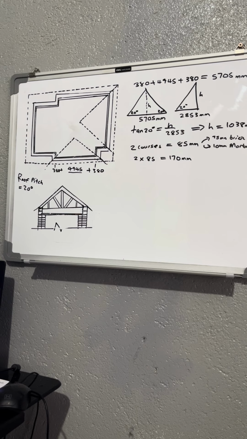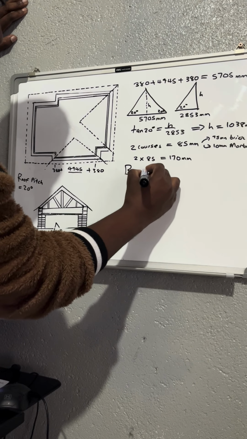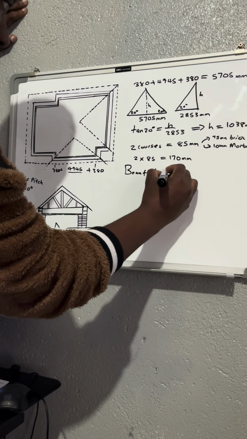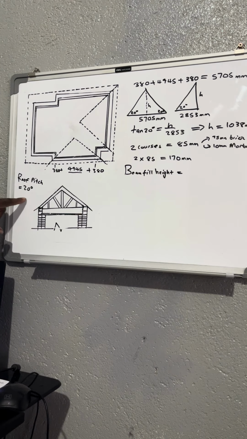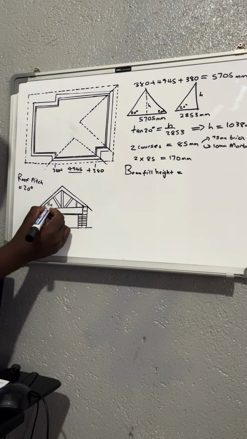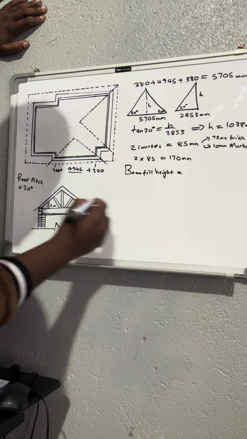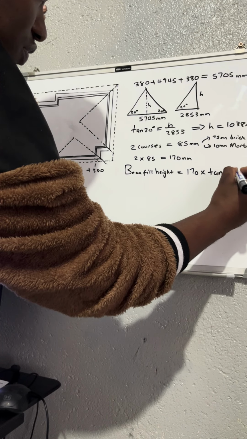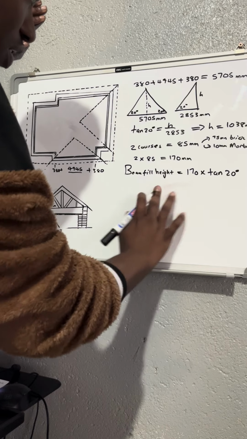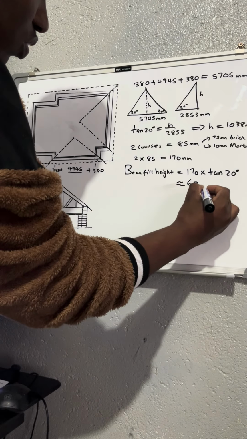So how are we going to get that beam fill height? We are just going to call this the beam fill height, the small height. We have this roof pitch that we set at 20 degrees. So in order to work that small portion, we take this 170 and multiply it by the tan of 20, and this will roughly give us 62 millimeter.